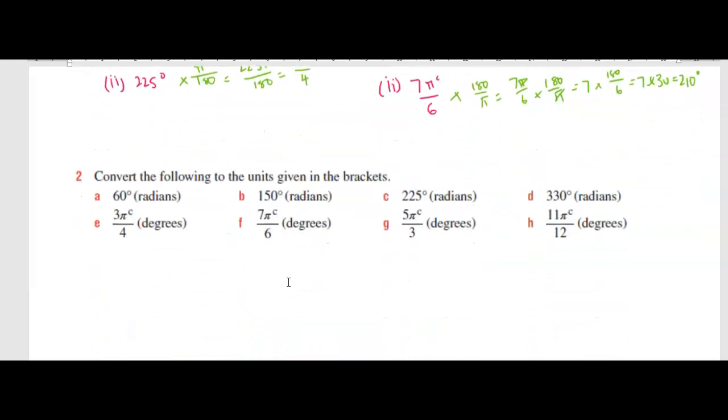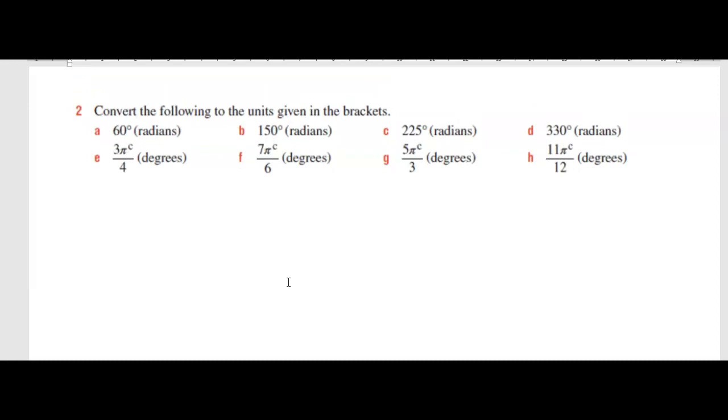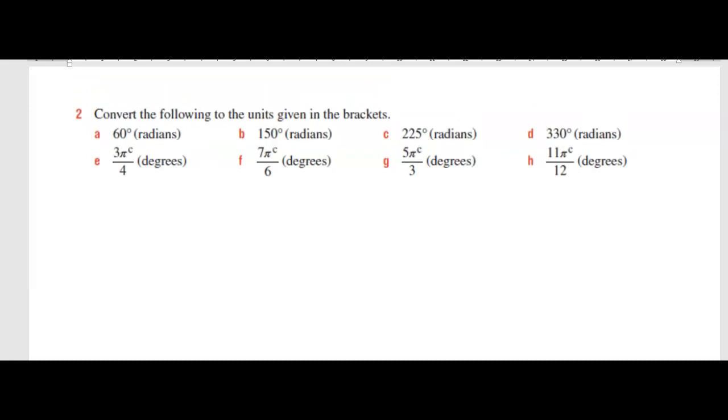All right. Question 2, again, I'm not going to do every single one. So I might just do, I don't know, do A. So if we're going from 60 degrees to radians, we're going to be multiplying by pi on 180. So that's 60 pi on 180. So 60 over 180 is, was that 1/3? So we've got pi on 3.